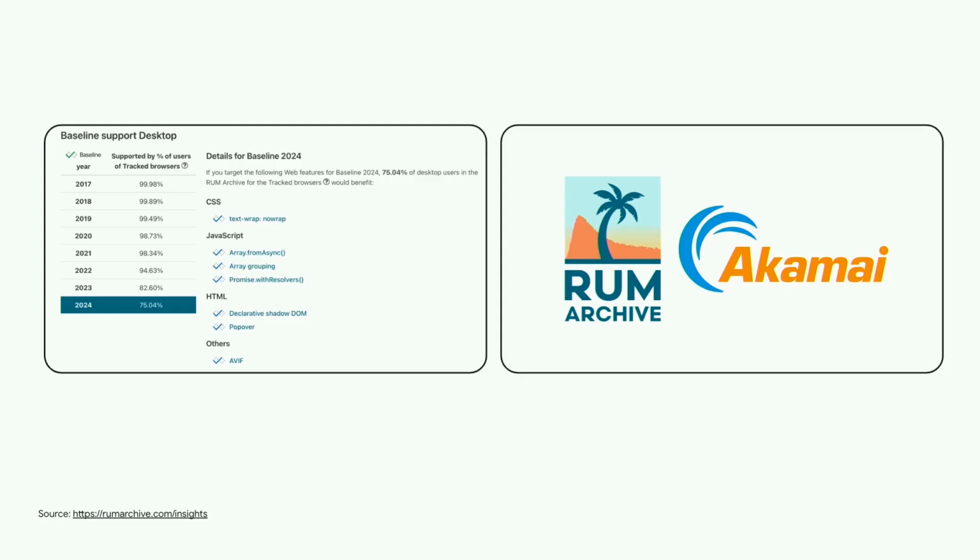So to help with this, we're really happy to announce that Akamai's RUM archive has been working on a solution to that problem, and will make available today a new tool for developers on RUM Archive Insights. For the first time, you can see side by side the global user share of baseline versions and features that are unlocked with that version of baseline. And you can use that today on rumarchive.com/insights.